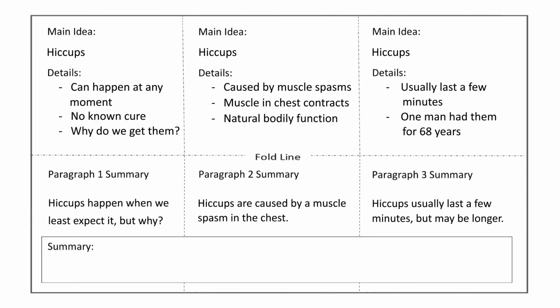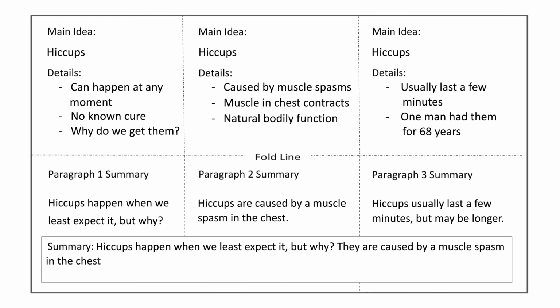I can use the first statement, hiccups happen when we least expect it, but why, and build on that. The second statement says they are caused by muscle spasms in the chest. If I add the details to the first statement I have, I can make a compound sentence by adding a comma and, then add details from the last sentence. Now I have, hiccups happen when we least expect it, but why? They are caused by a muscle spasm in the chest and usually last just a few minutes, although they may be longer. Now I have a summary of the whole hiccup passage.